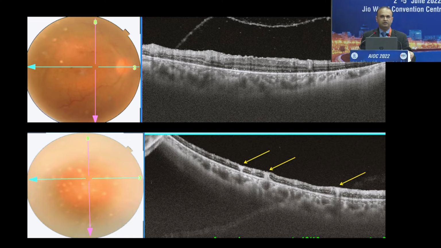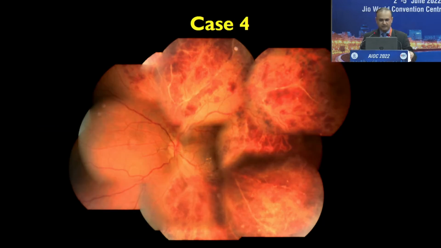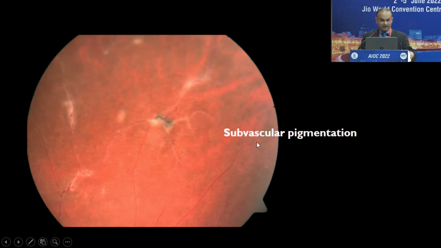So again, looking at both eyes makes our job easier, gives us an opportunity to look at much more clinical details, and also helps us in looking for subtle clues which might be obscured in the eye which you are seeing initially. This is the fourth case. Again, I am just showing you clinical examples to illustrate why it is important to check both the eyes. This is a patient who presented with extensive vasculitis in the left eye, but the other eye showed this area of subvascular pigmentation, a sign which is often associated with tuberculosis.